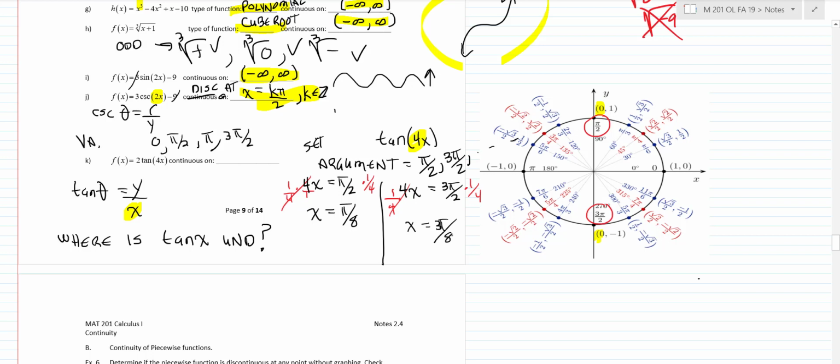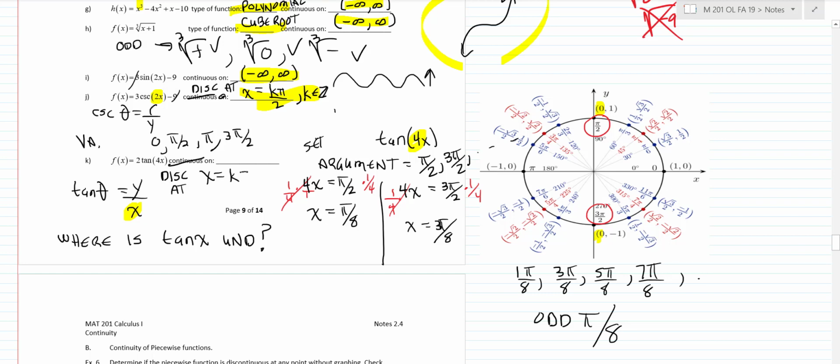Now you get a nice pattern on this. It's 1 pi over 8, 3 pi over 8. What do you predict comes next? 1, 3, there you go, 5 pi over 8. Good observation. 7 pi over 8. So it looks like it's odd pi over 8. So again, we're going to say discontinuous at x equals k pi over 8, k is odd. That's how I figure that out.